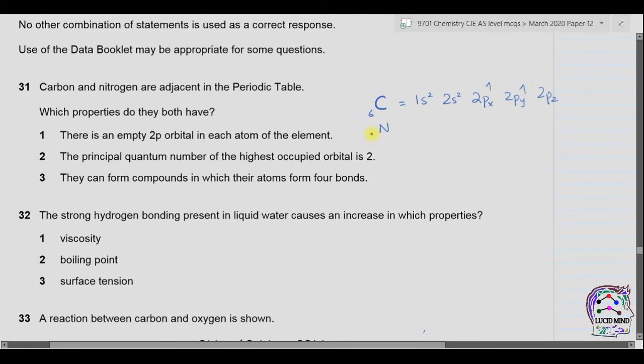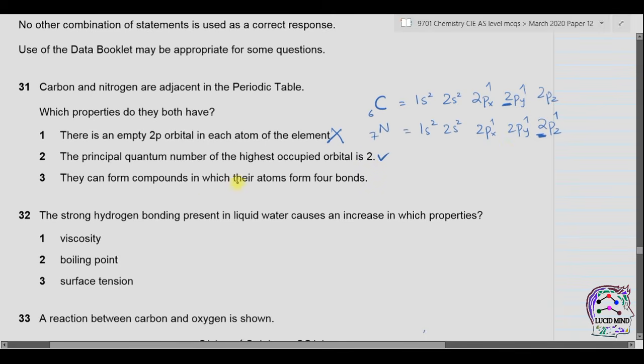Now nitrogen is 7: 1s2, 2s2, 2px1, 2py1, 2pz1. So is there an empty 2p orbital in each atom? No, there is an empty orbital in carbon but not in nitrogen. First is wrong. The principal quantum number of the highest occupied orbital is 2. We can see that the highest occupied orbital is 2 in the carbon case, and it is also 2 in the nitrogen case. So it is correct.